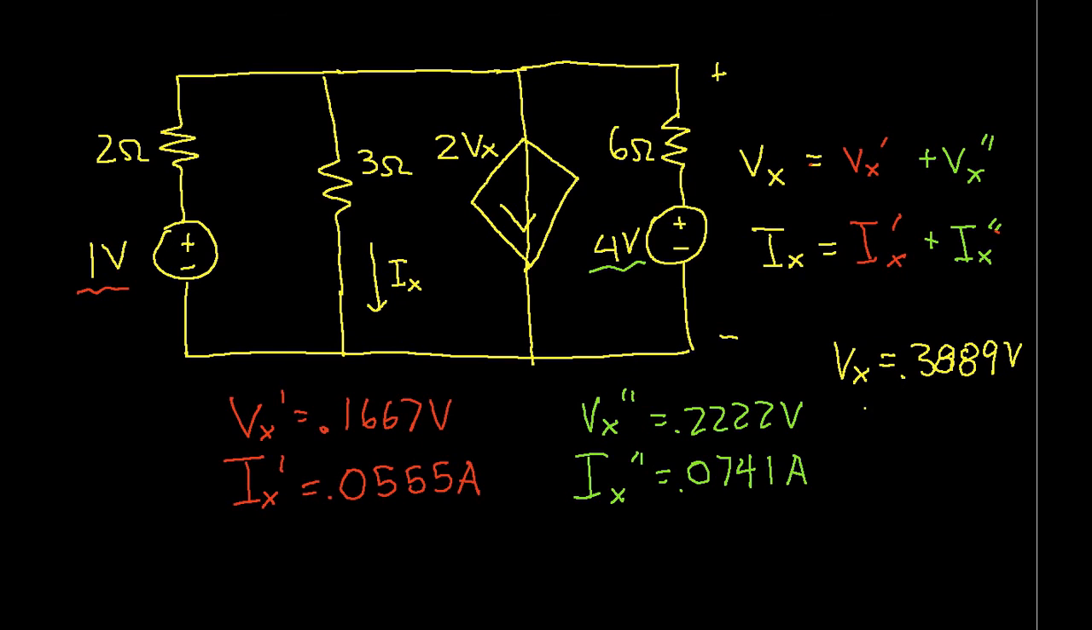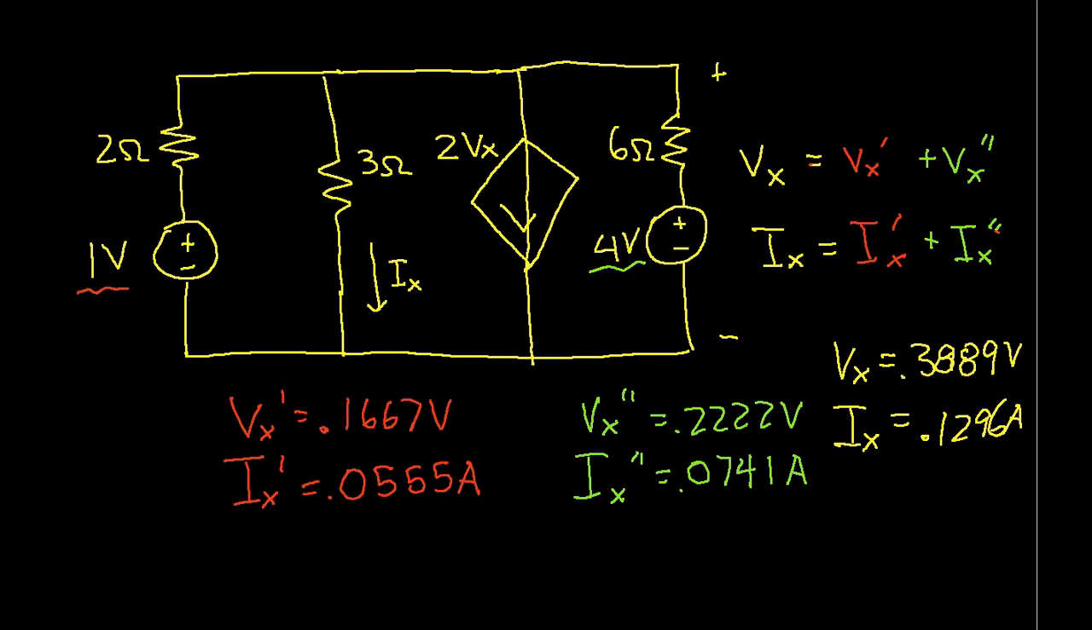volts, and Ix is going to be the sum of Ix prime and Ix double prime, which I'd better work out with the calculator because I don't expect to do this one in my head. So this is 0.1296 amps. And there you have it.